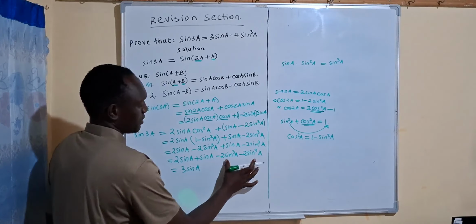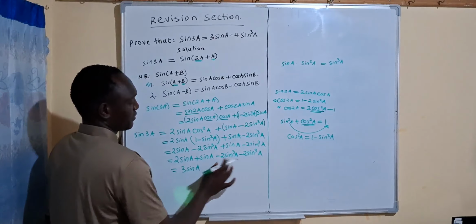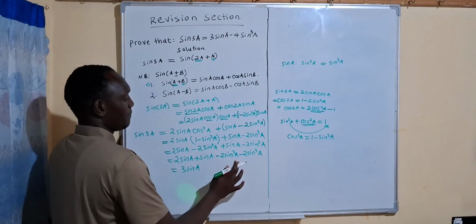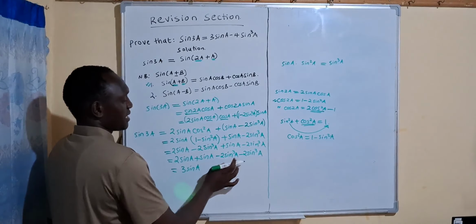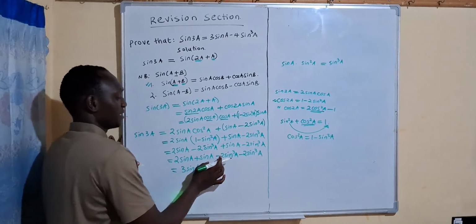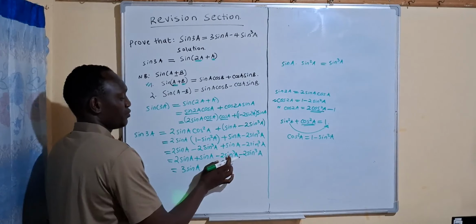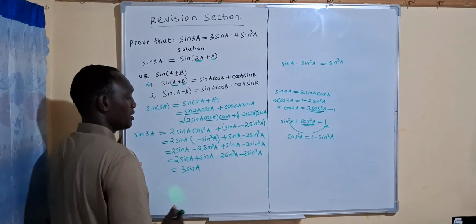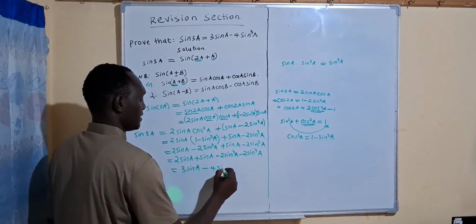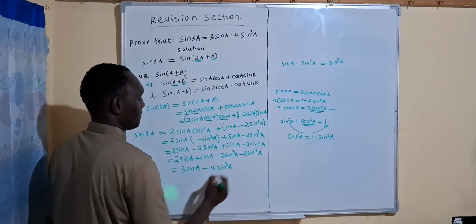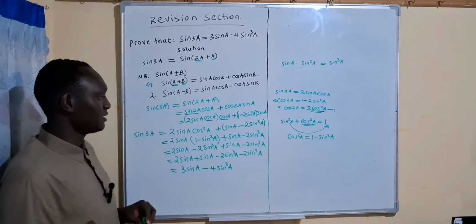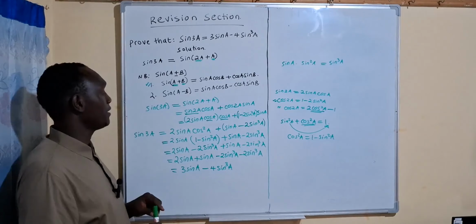Now we are going to try to add this. This one is negative and this one is negative. So sine cube a is common. So negative 2 sine cube a minus 2 sine cube a gives us negative 4 sine cubed a. And we pause a bit and we look at it. That is what we are trying to prove.